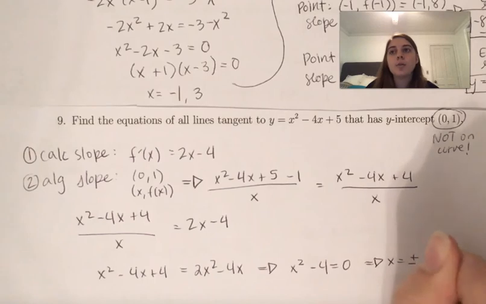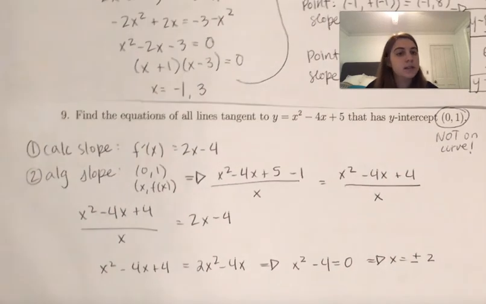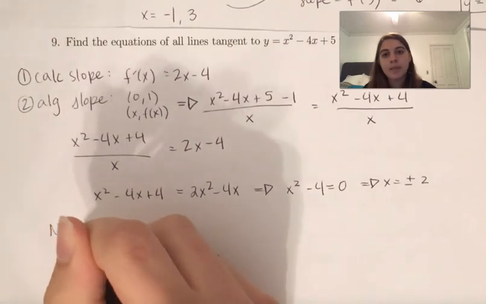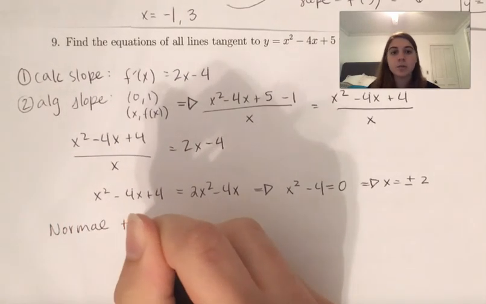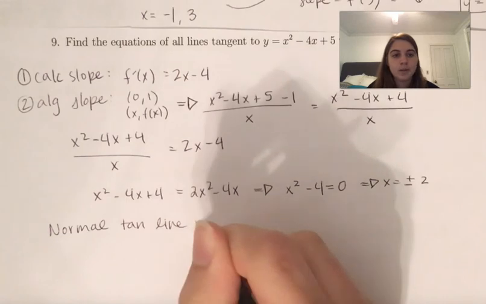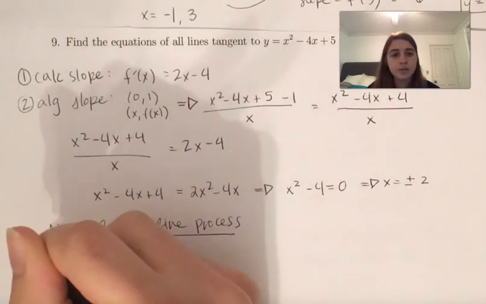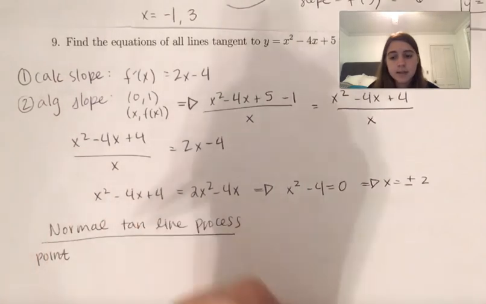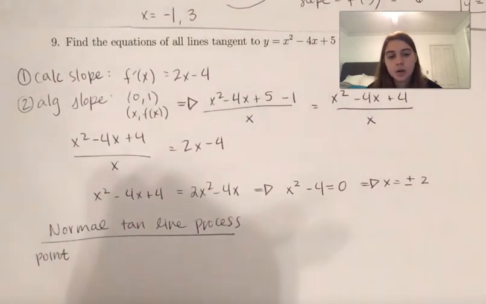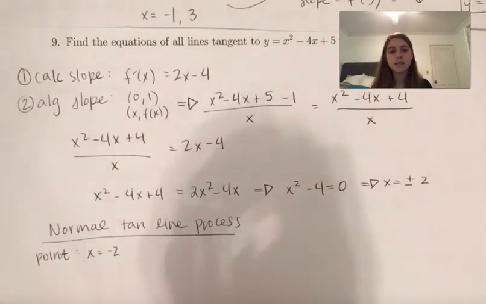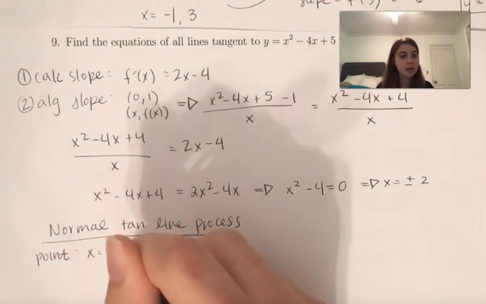Now we know we have 2 points, x equals 2 and x equals negative 2, that have tangent lines that pass through the y-intercept 0, 1, like the question asked. And so now we need to find the equation for both of those lines. And so we'll start with negative 2. Our point is negative 2, comma, f of negative 2.